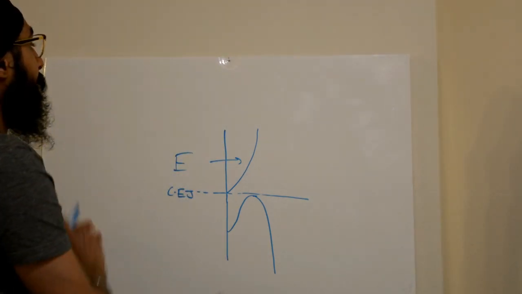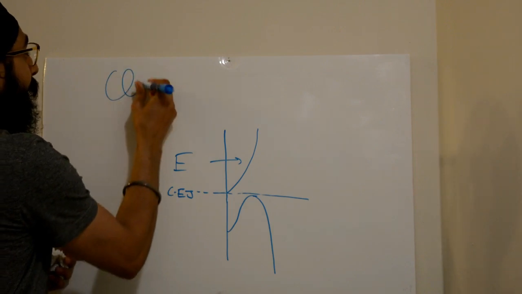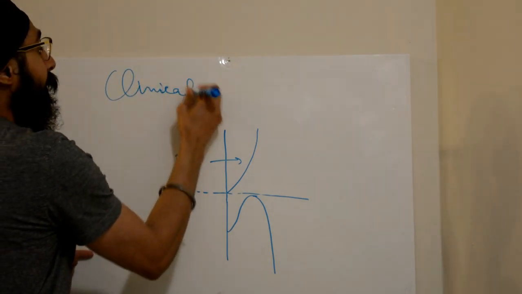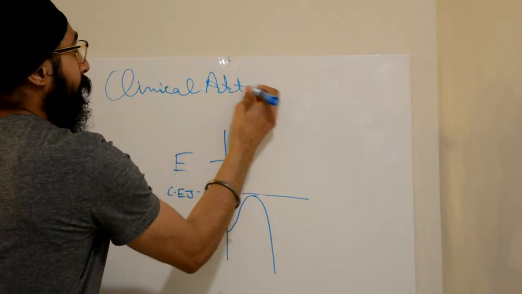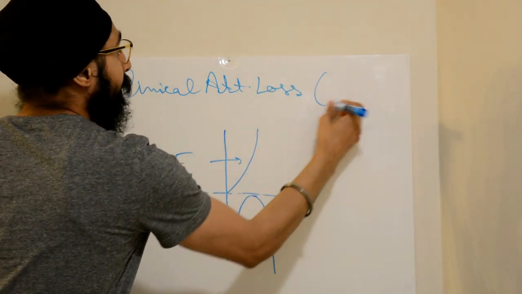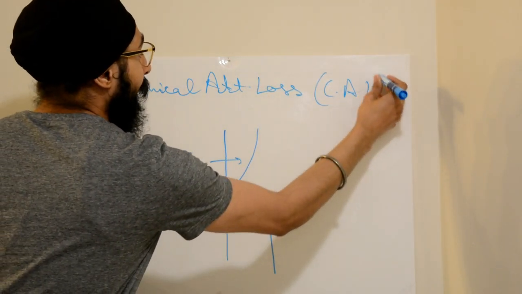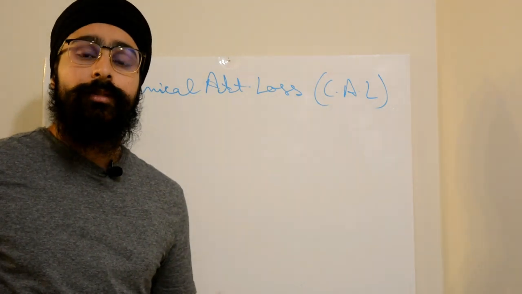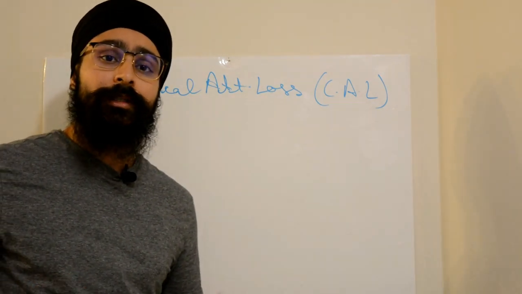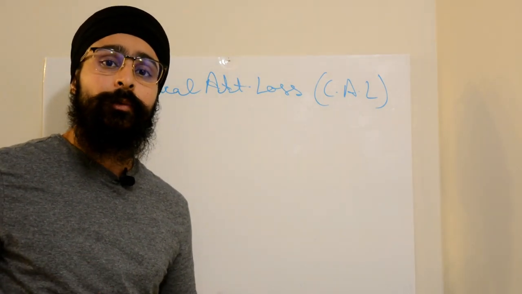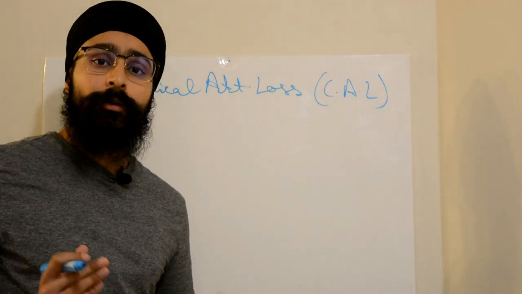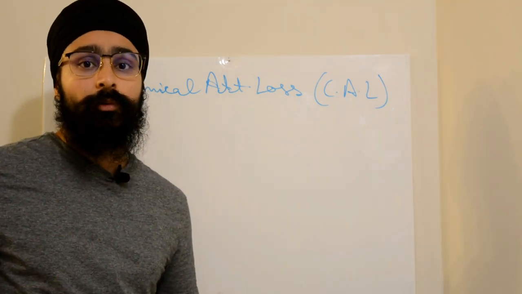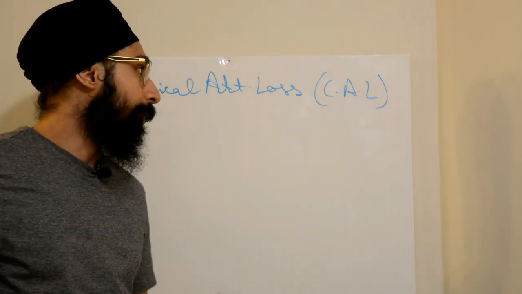Now, since we know what is recession, a very important term called clinical attachment loss, or CAL, needs to be explained. Clinical attachment loss means there has been destruction in the attachment apparatus of the tooth, which consists of periodontal fibers, interdental bone or alveolar bone, and lamina dura.